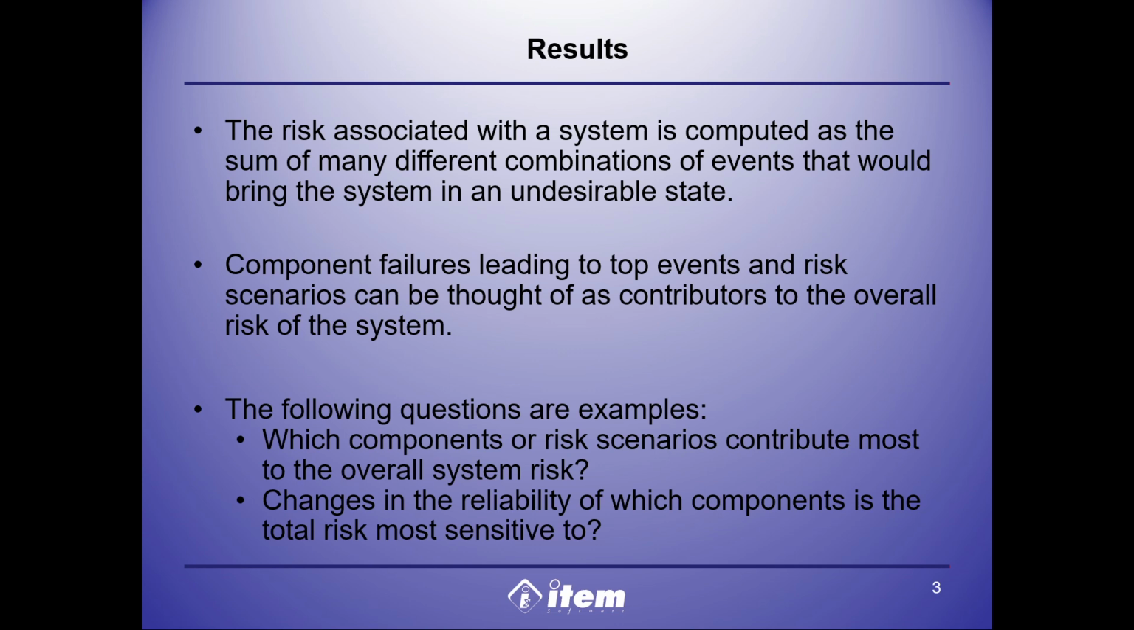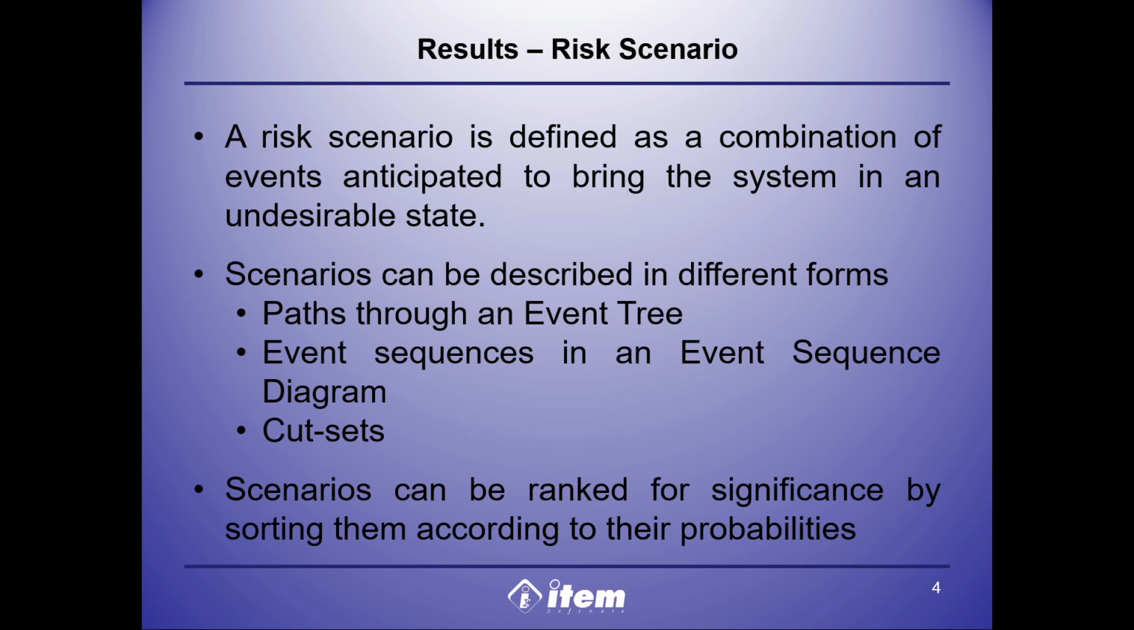When we evaluate the output of our fault tree, it is important to remember that the total risk associated with a system is mathematically computed as the sum of many different combinations of events. These combinations are the specific failure pathways, the cut sets we discussed, that would ultimately bring the system into an undesirable state, such as our reactor vessel explosion. Within these pathways, the individual component failures that lead to the top event can be thought of as the direct contributors to the overall risk of the system. Every physical valve failure, sensor fault, or operational error carries a specific weight in the final calculation.